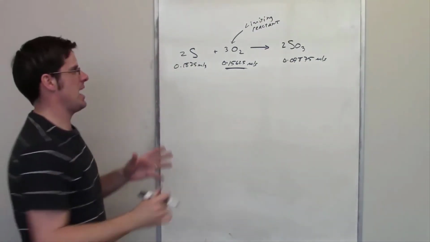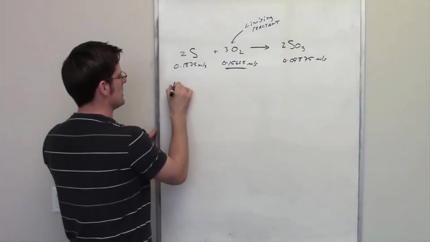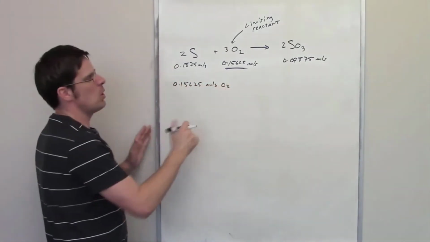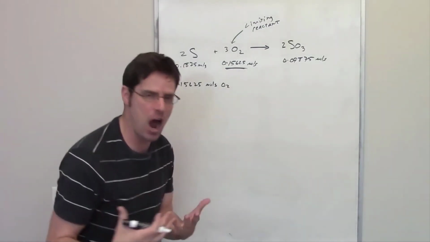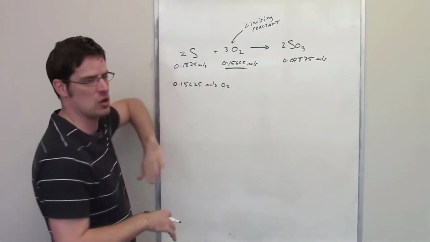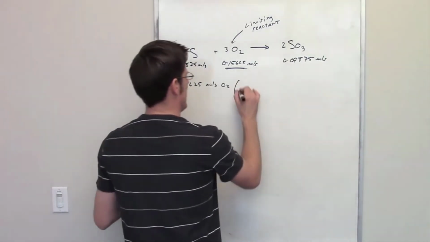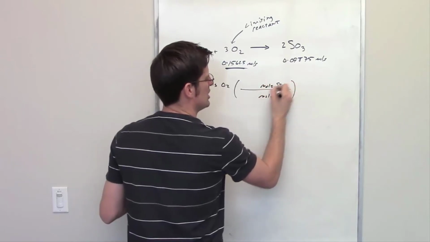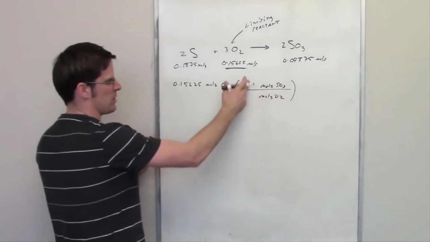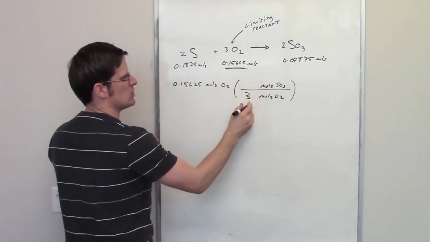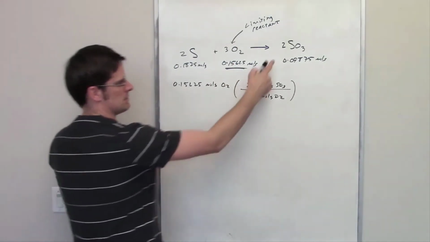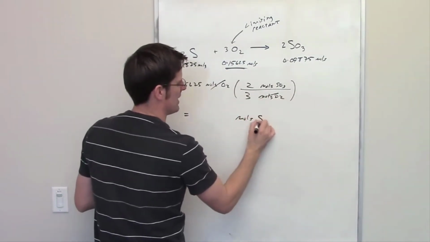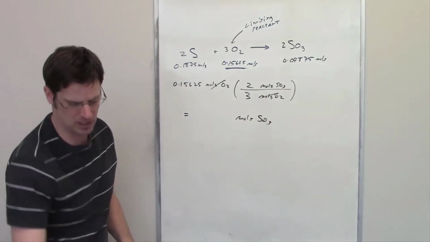So now that I've figured that out, I'm going to have to take this 0.15625 moles of O2 and determine how many moles of SO3 I should get out if I put in this many moles of O2. I've got excess sulfur. I don't care about the sulfur anymore. So let's go ahead and write this down. I've got moles of O2 in the denominator, and I've got moles of SO3 in the numerator. What numbers do I throw in there? Well, it's a ratio of 3 moles of O2 to every 2 moles of SO3. Yeah? So the moles of O2 cancel each other out, and that ends up giving me a certain number of moles of SO3.